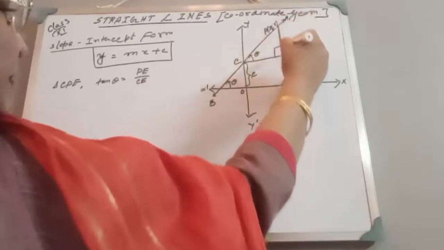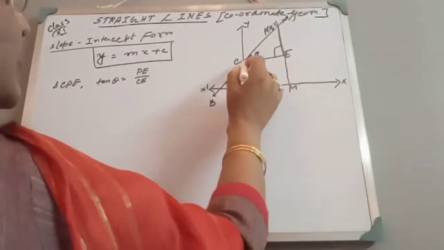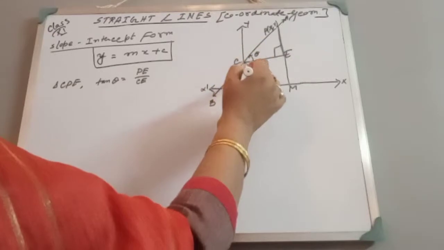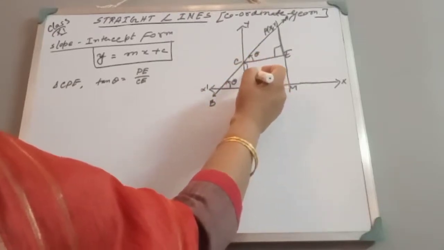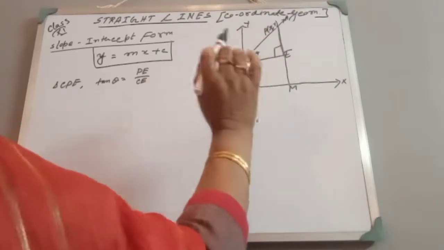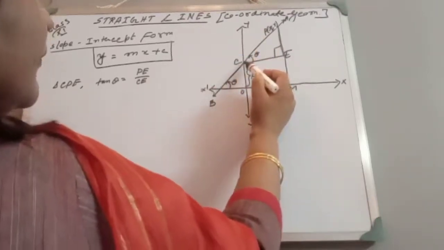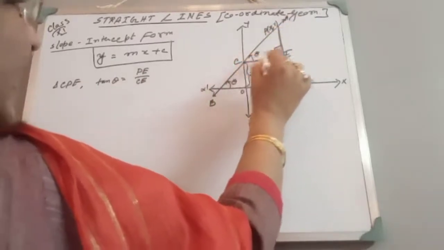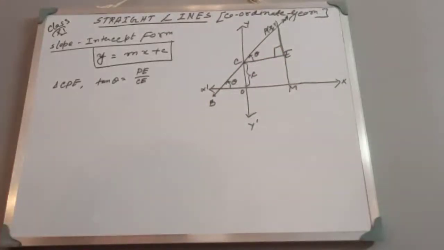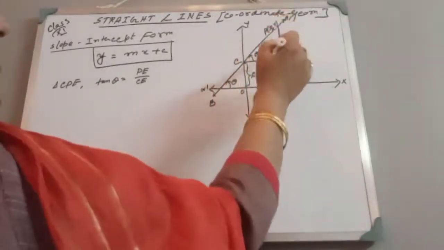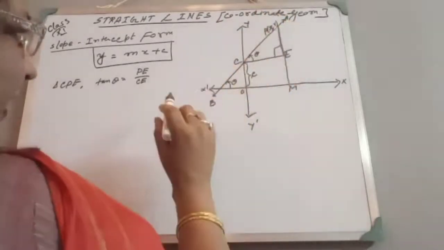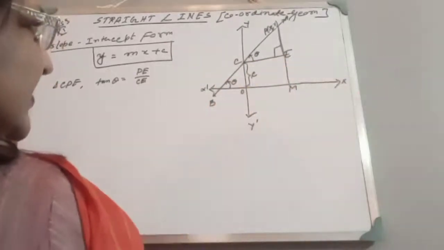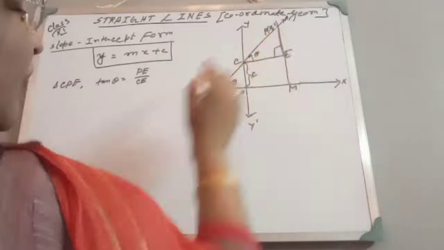Then from the point P, PM is drawn perpendicular, and the straight line makes an intercept on the y-axis, and the intercept value is c. Now from this point C, CE is drawn perpendicular to PM. Now what do we get? We get CPE, a right angle triangle, and since CE is parallel to the x-axis, angle PCE is obviously theta.